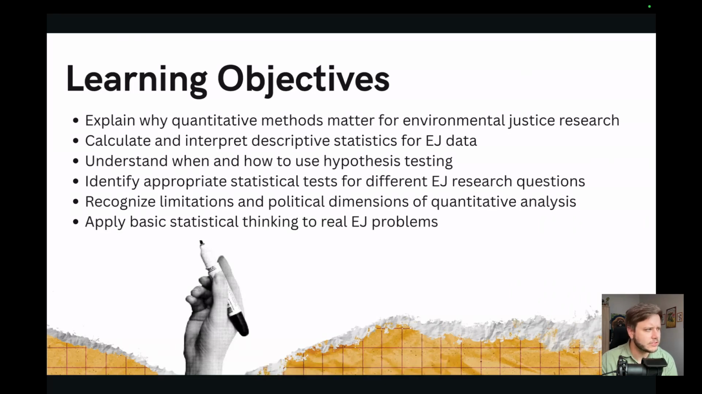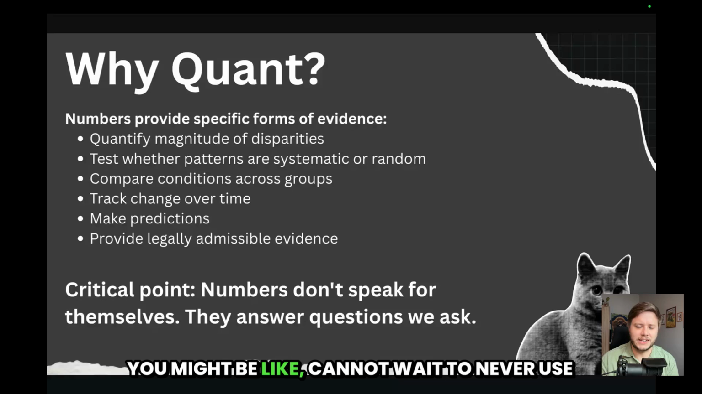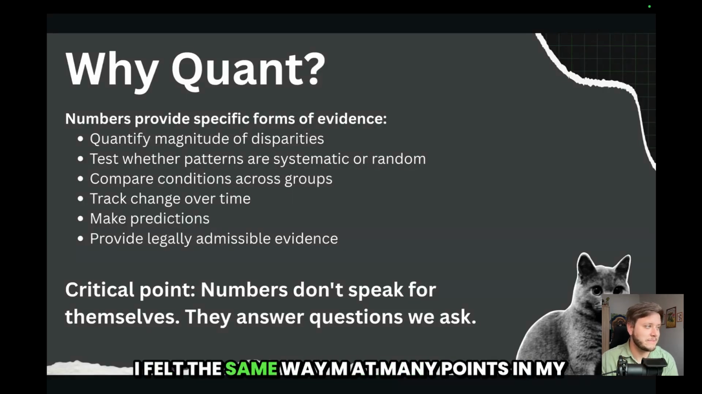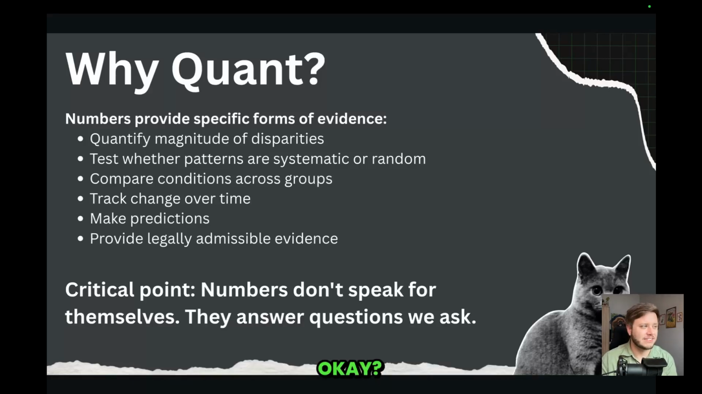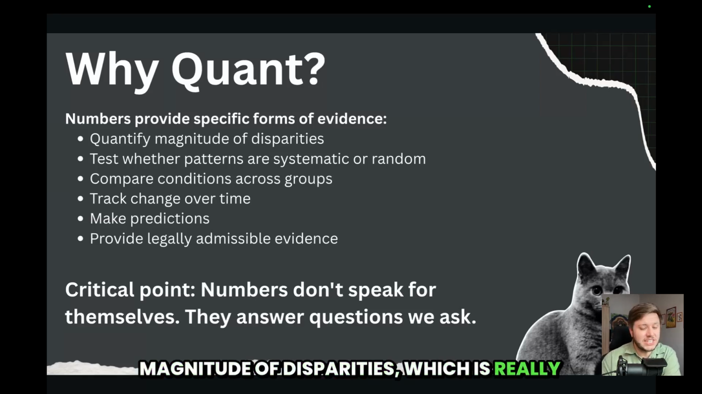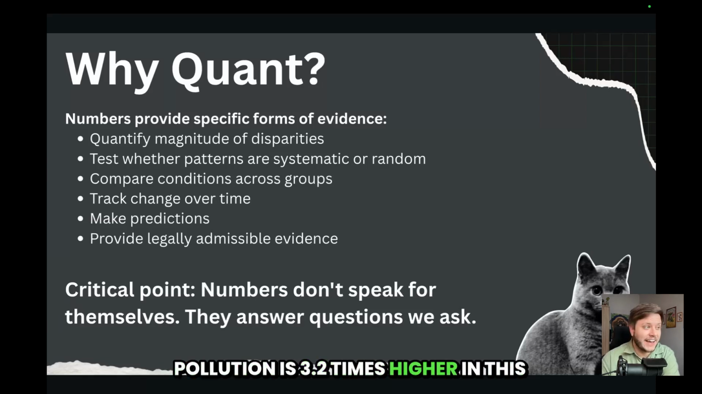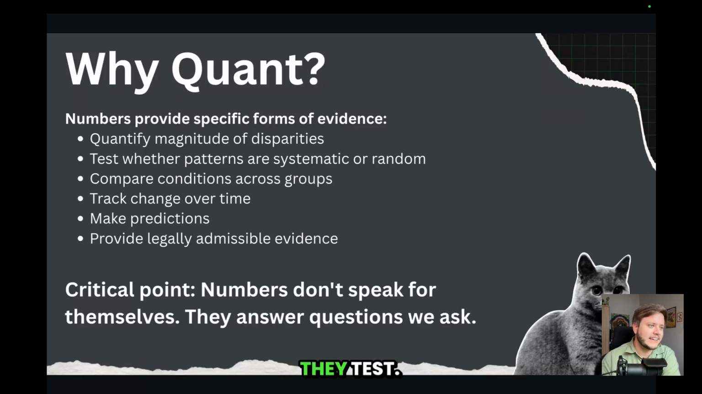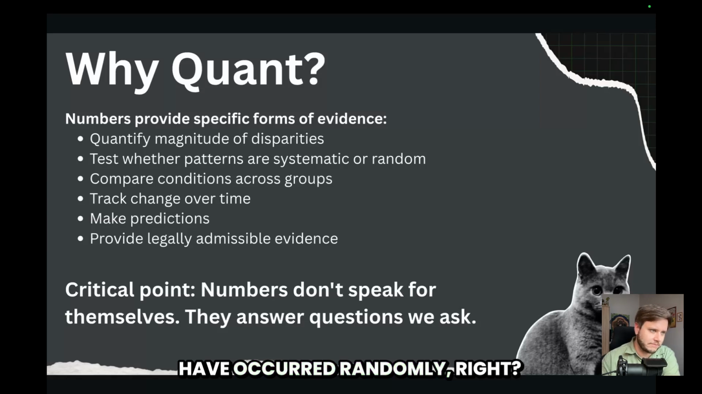Okay. So, why even bother with quantitative methods, right? You might be like, I cannot wait to never use numbers again. I felt the same way at many points of my life. But numbers provide specific forms of evidence that other methods just cannot. Okay. Quantitative methods, they quantify the magnitude of disparities, which is really important, right? Not just pollution is worse here, but pollution is 3.2 times higher in this specific community. We had to arrive at that number, right? They test whether patterns are systematic or could have occurred randomly, right?